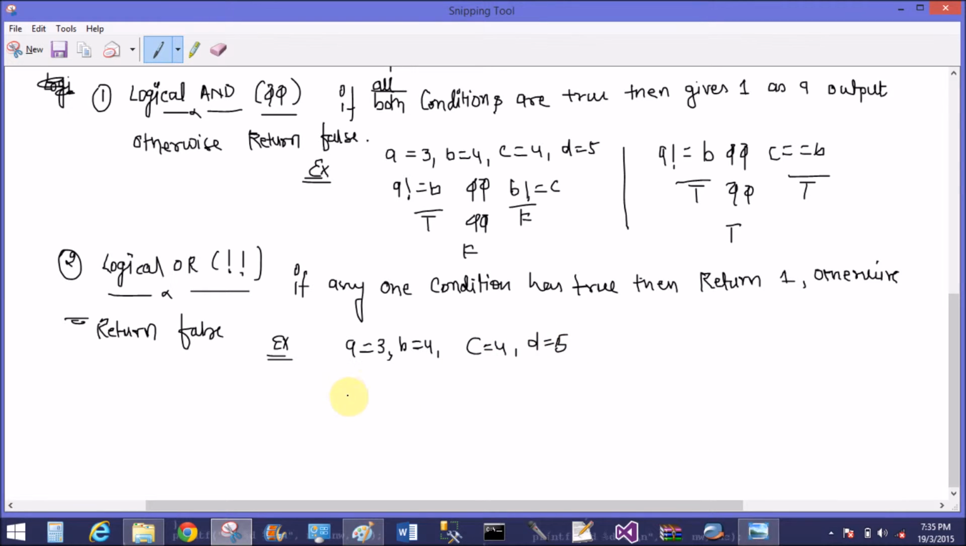A equals 3, B equals 4, C equals 4 and D equals 5 is the same example. A is not equal to B is true, and B is double equals to C, then it gives true or false. Return true as output, because one condition is true, so it gives true in the output.